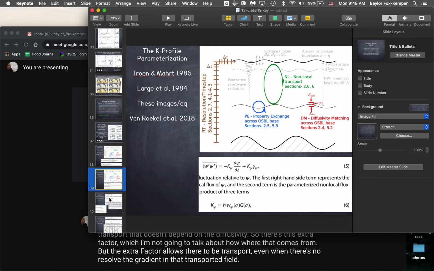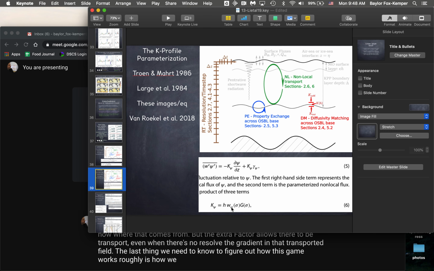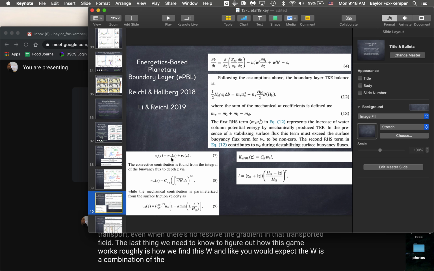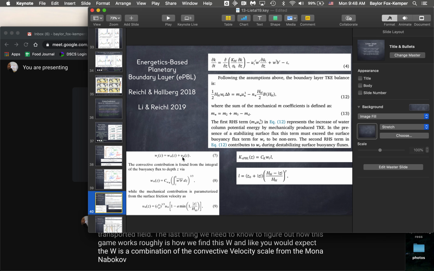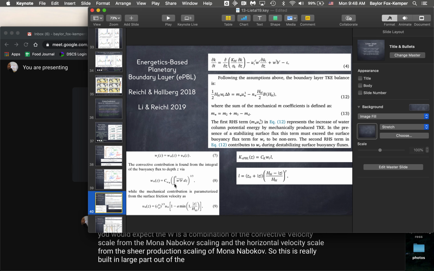And the last thing we need to know to figure out how this scheme works roughly is how we find this W. And like you would expect, the W is a combination of the convective velocity scale from the Monin-Obukhov scaling and the horizontal velocity scale from the shear production scaling of Monin-Obukhov. So this is really built in large part out of the Monin-Obukhov theory.